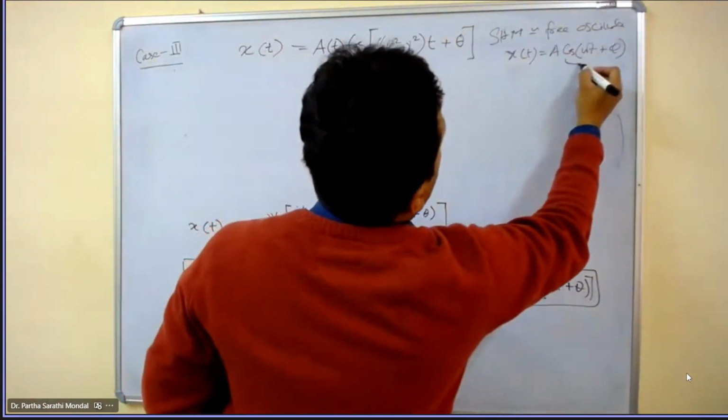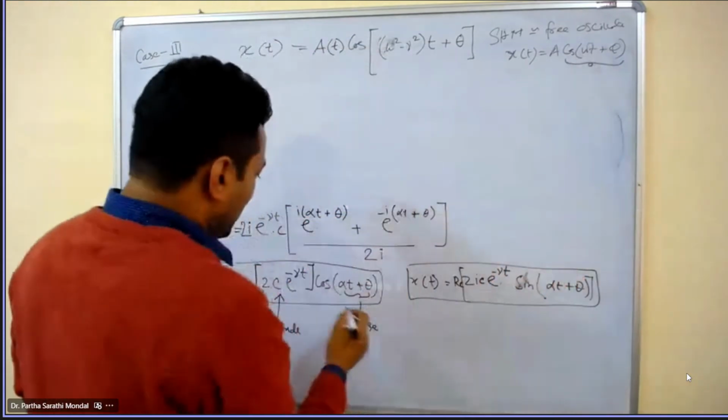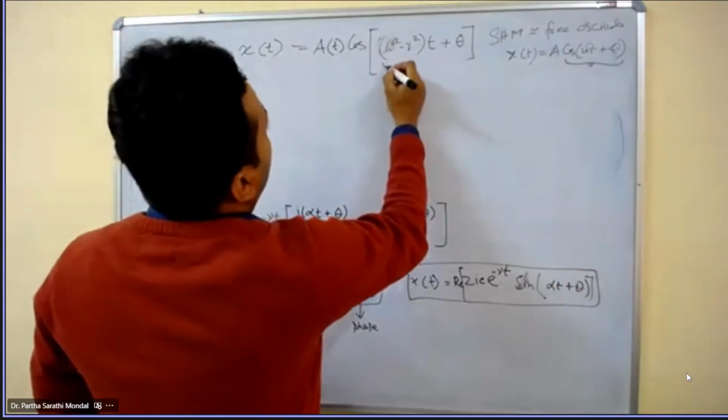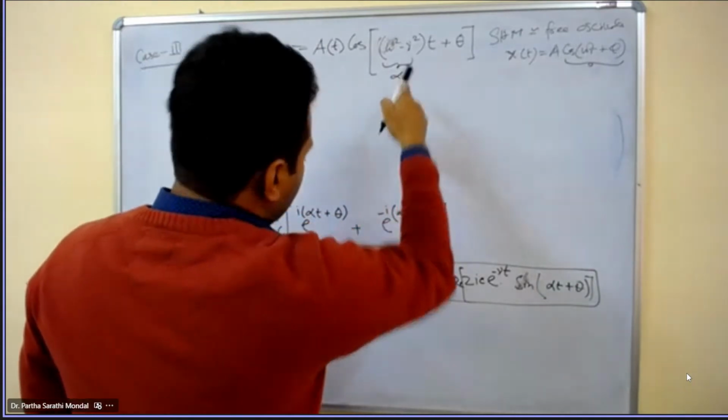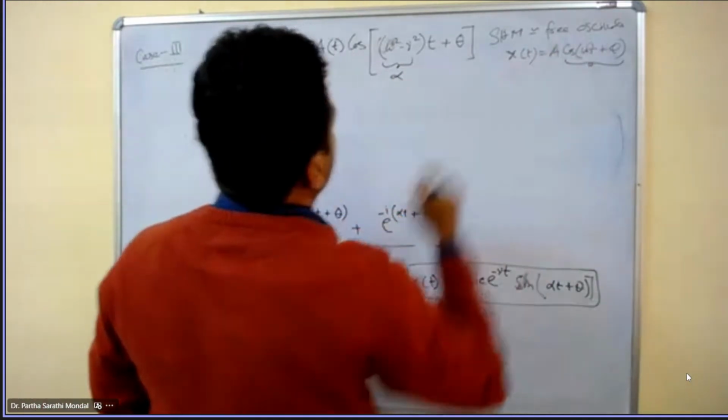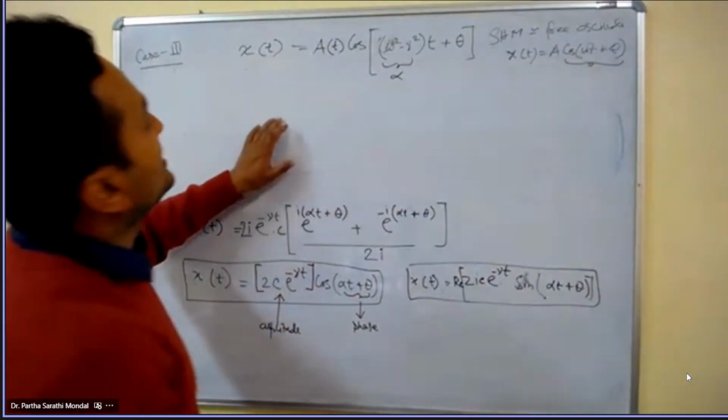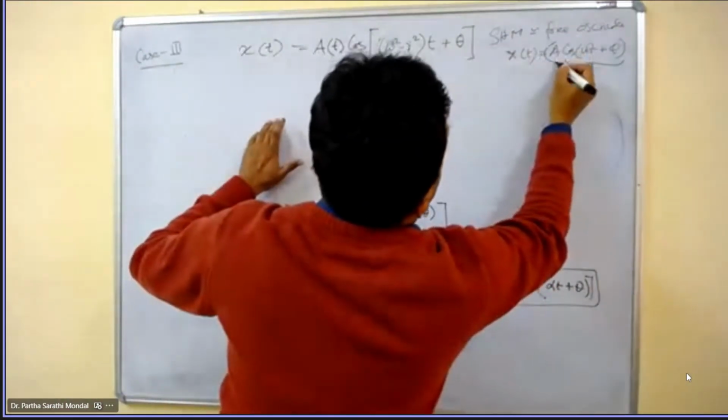So now it's almost similar. We have ωt plus φ, and here we have αt plus φ. So this is your α. α is a constant, ω is also constant. So now if you see, in this case A is constant.